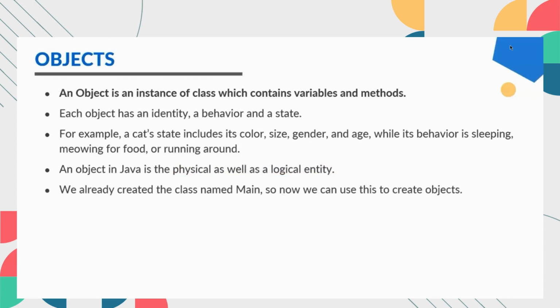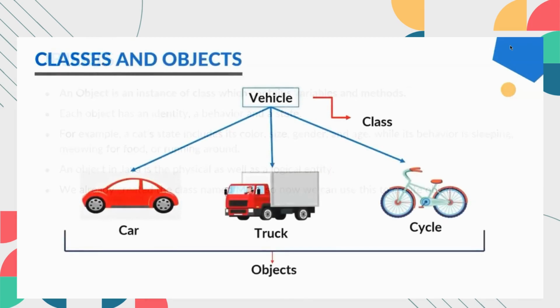For example, as I said, you can take any entity. I take vehicle as a class; car, truck, and cycle are the objects of that particular class that represent the vehicle. Car will have its own attributes and behaviors. Truck will have its own attributes and behavior, and cycle will have its own behavior.